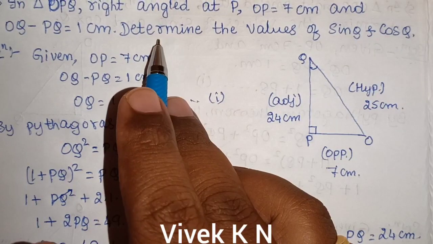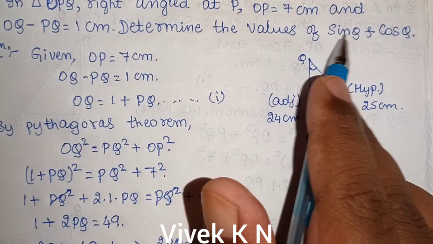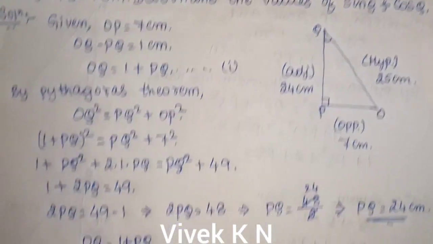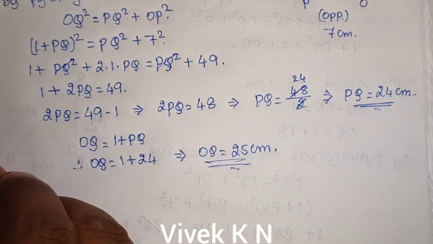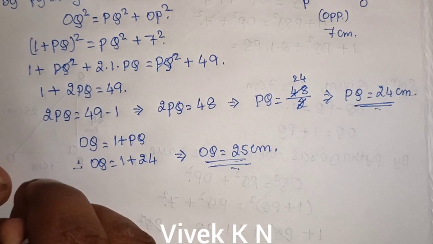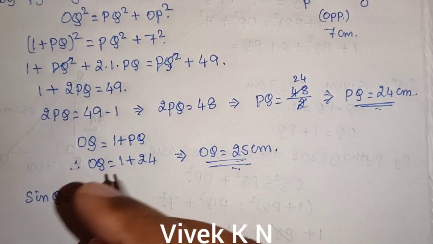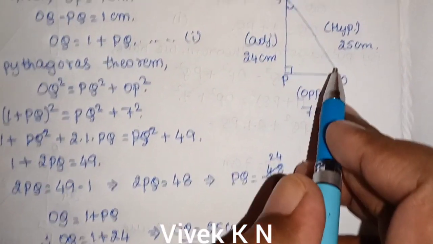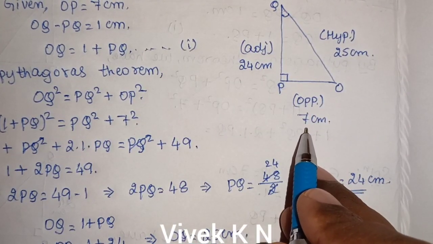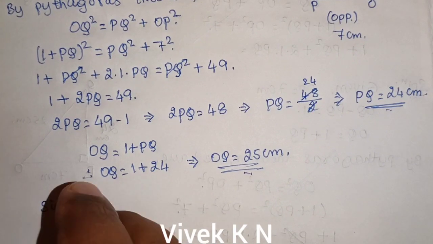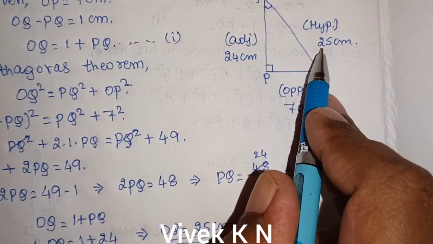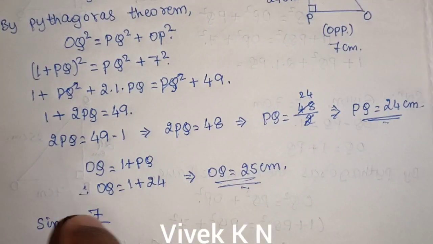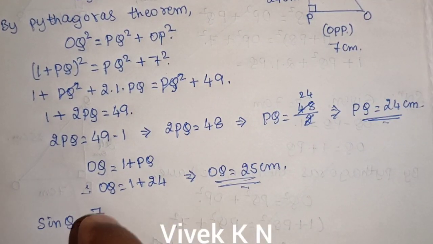Now we have to find out the value of sin Q and cos Q. We all know that the definition of sin Q is opposite by hypotenuse. Opposite value is 7 centimeter. Hypotenuse is 25 centimeter. That is 25.